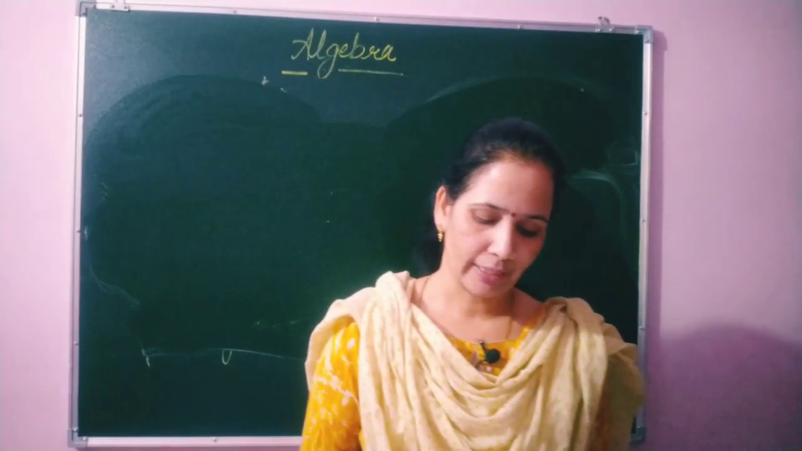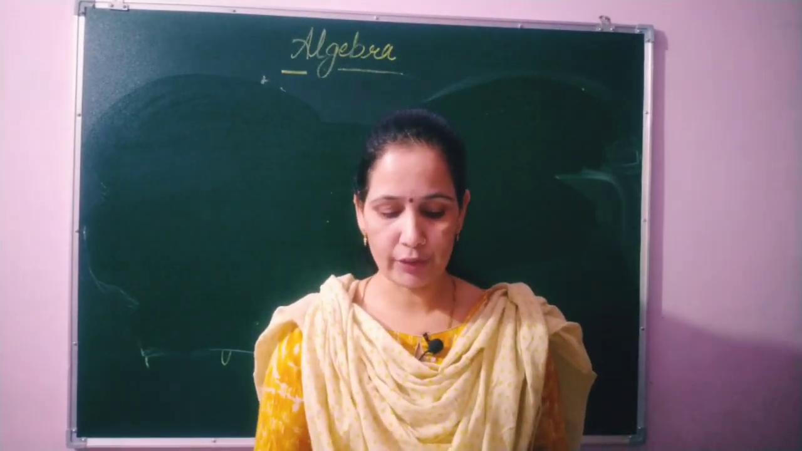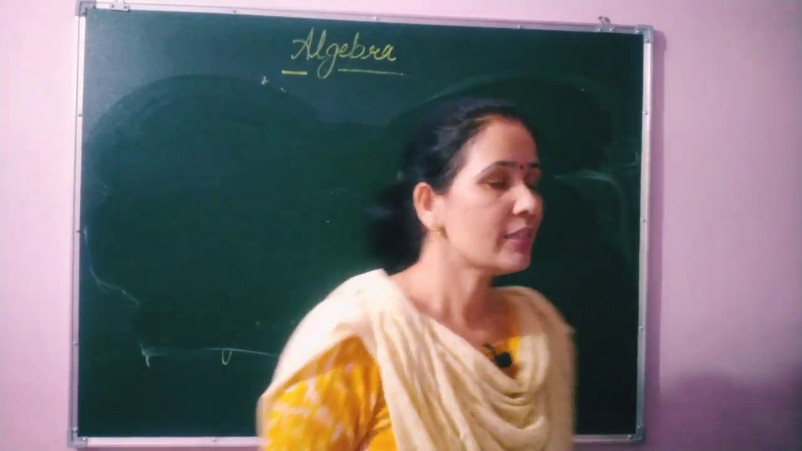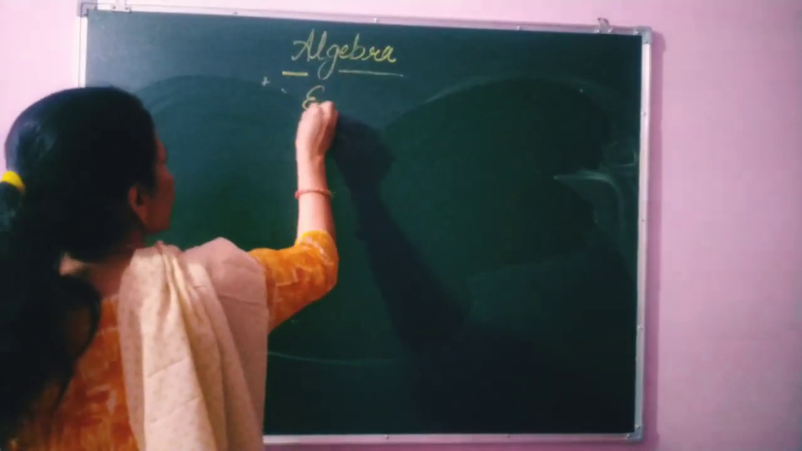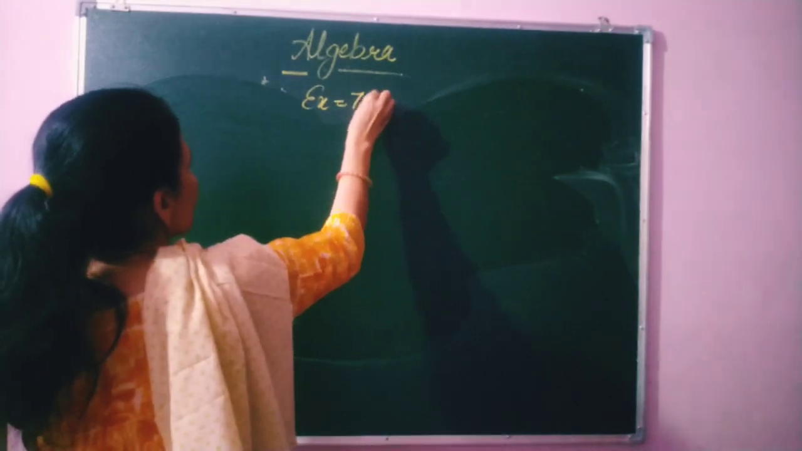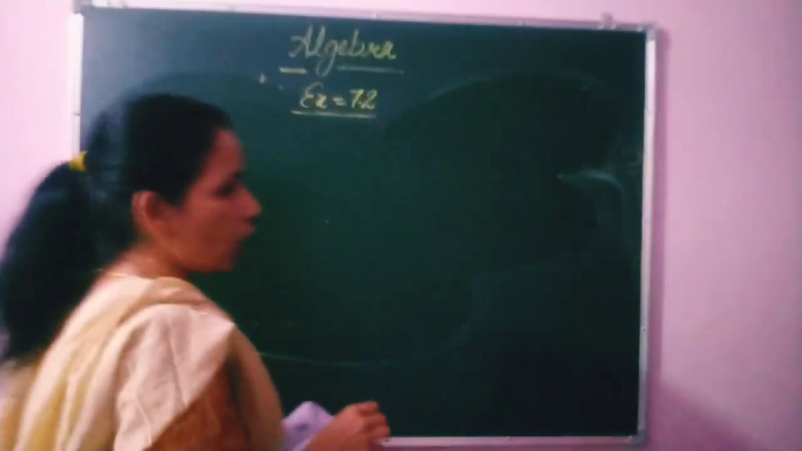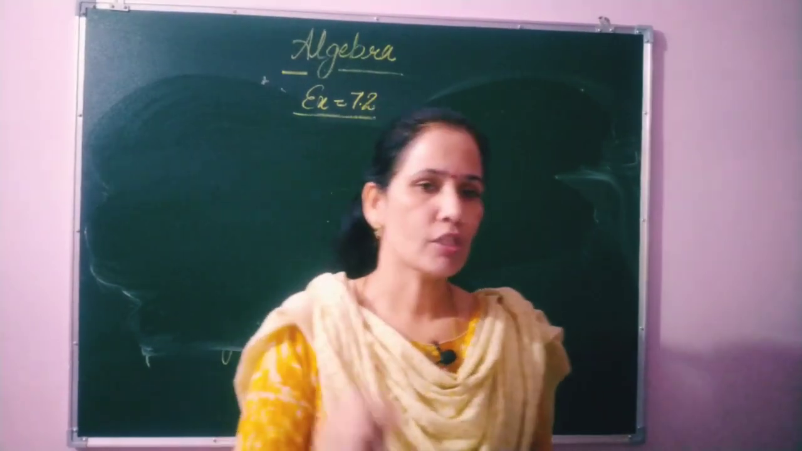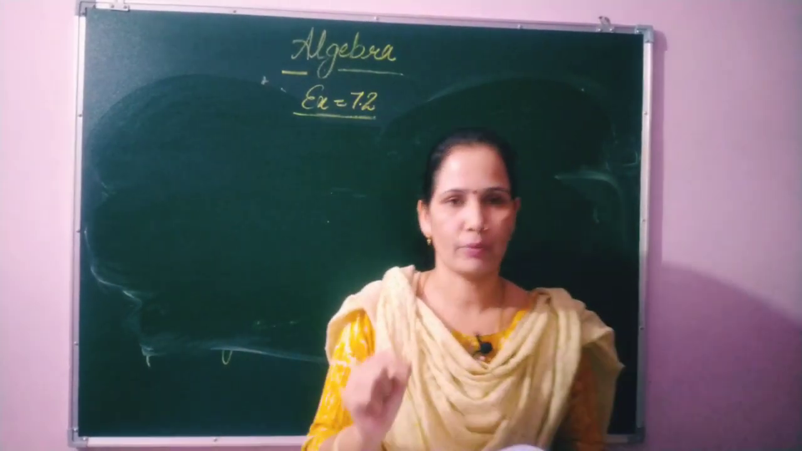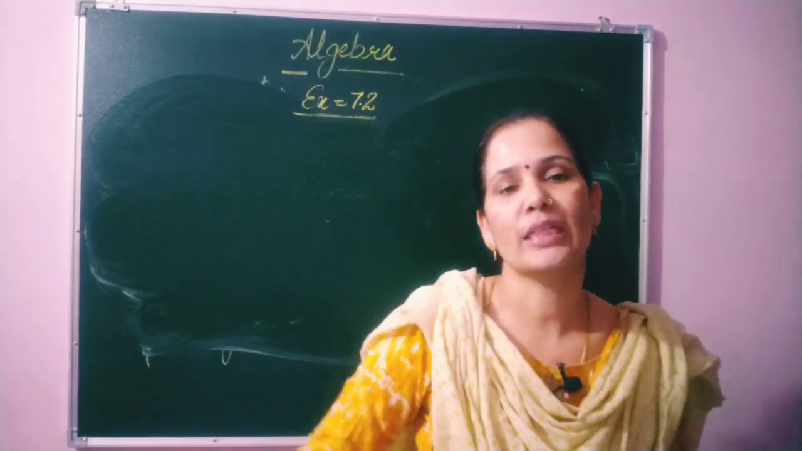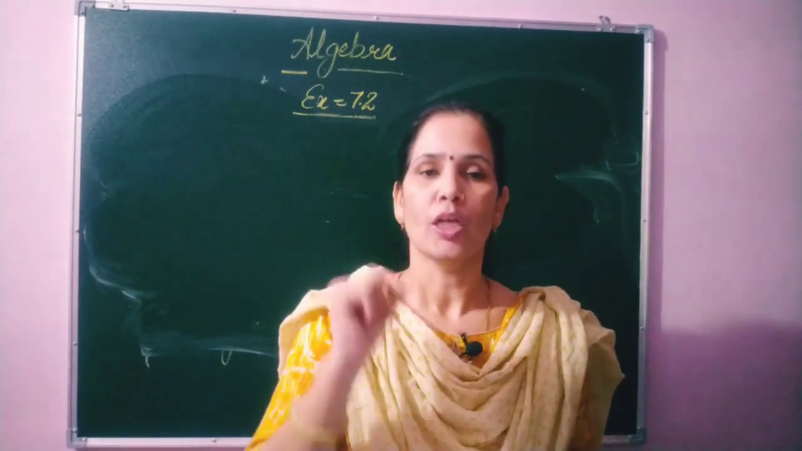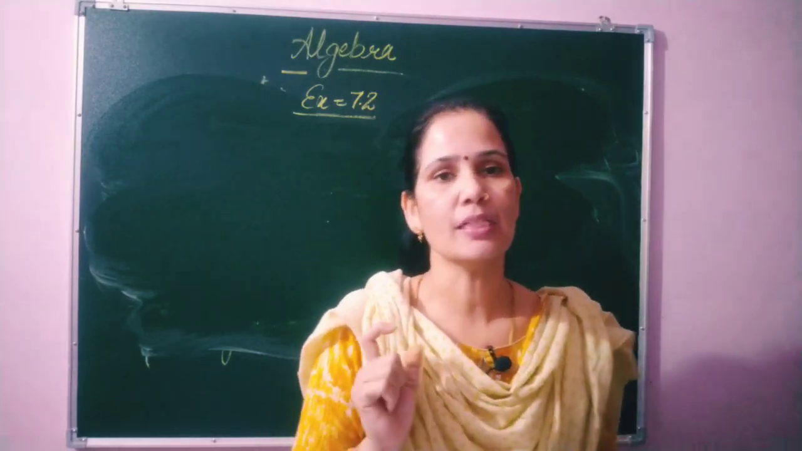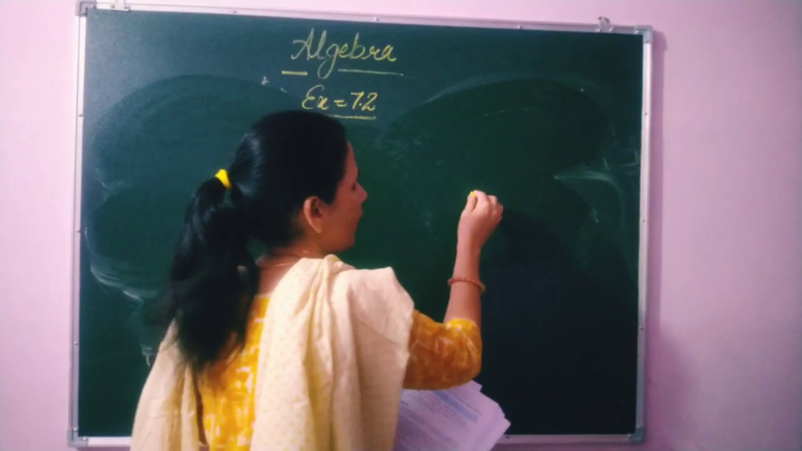The first question: write the property of associativity of multiplication over whole numbers in algebraic form. Students, as we have discussed the associative property over addition, but now we have to show the associative property over multiplication. First of all, I am going to explain the associative property. The other name of the associative property is the grouping property. Grouping property means when we change the grouping of the numbers, the answer will remain the same.